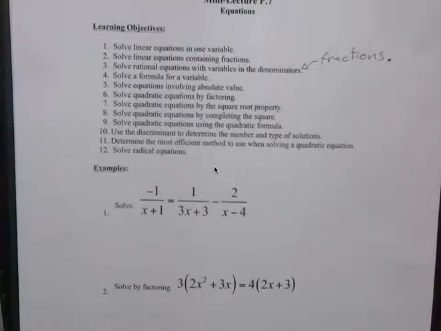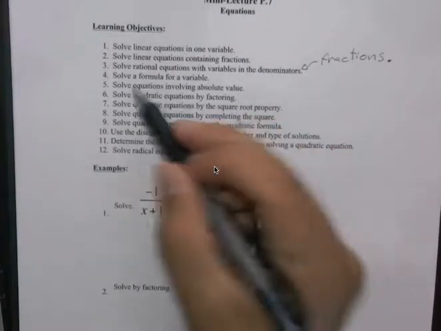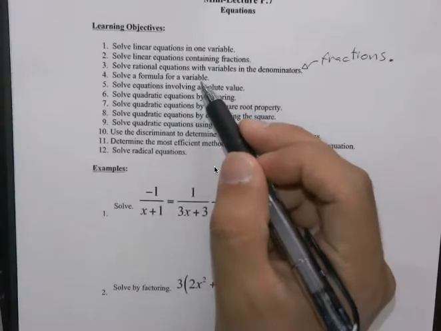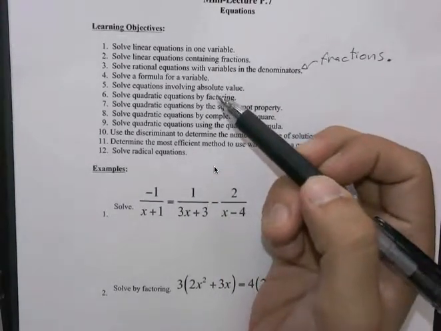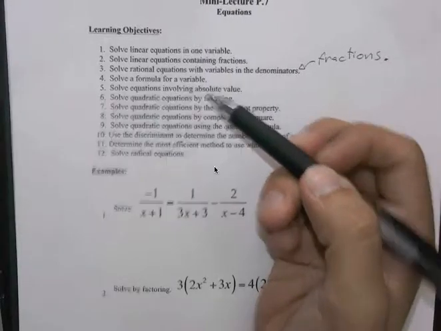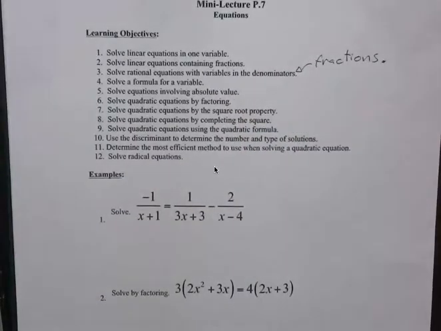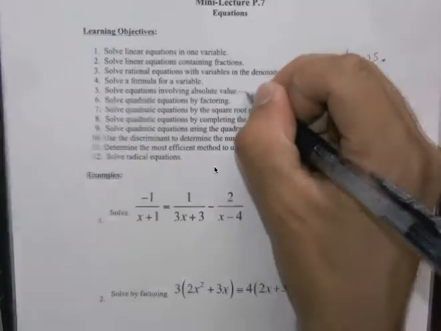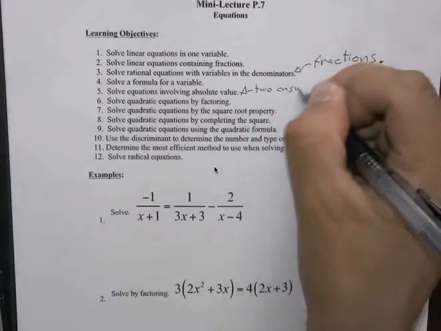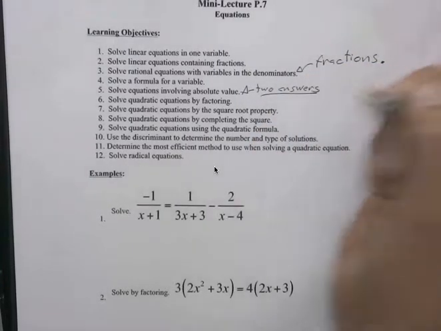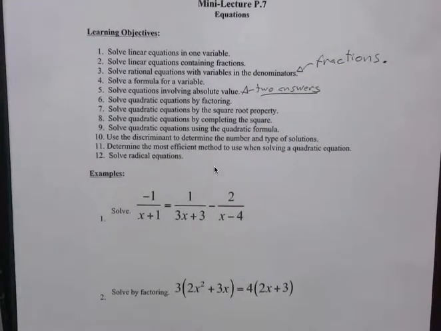We'll solve a formula for a variable with just a general equation. This might look similar to what you've seen in physics. Solving equations using absolute value, which we won't see too much collectively in pre-calc, but it's nice to see it again, knowing that this is going to have two answers most likely. Sometimes there's just one, sometimes just zero, but two answers for the most part.